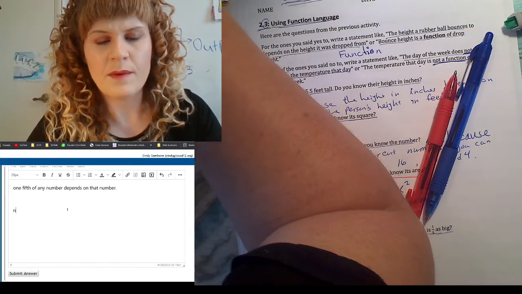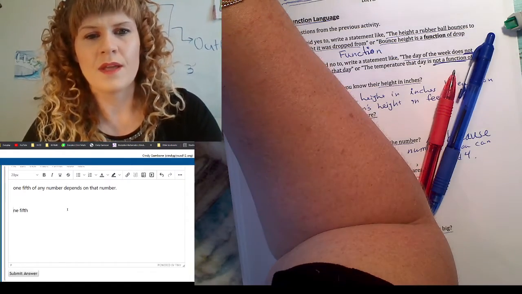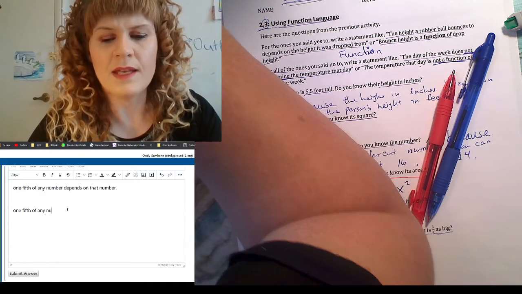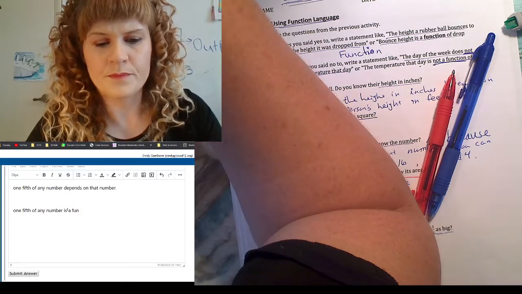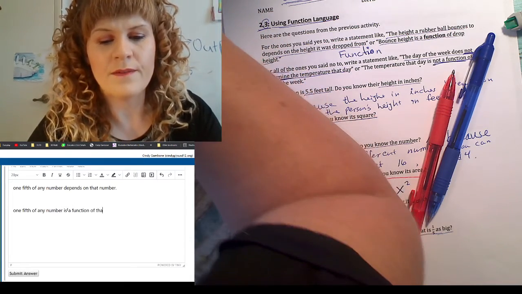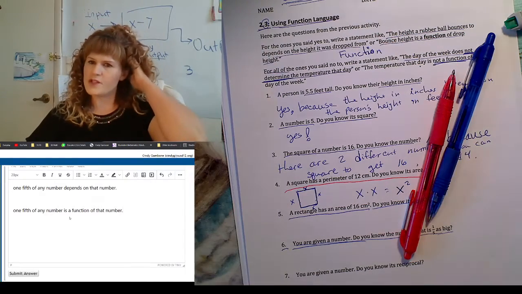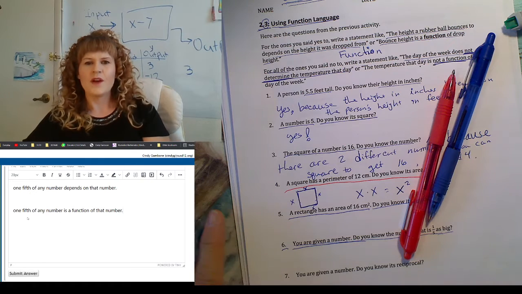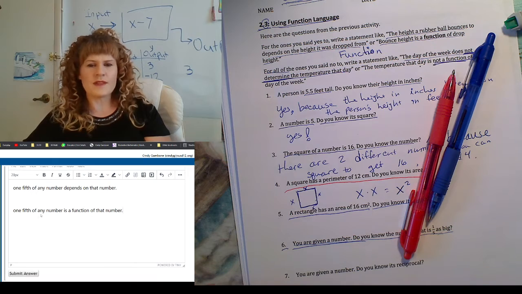I'm going to write this another way. 1/5 of any number is a function of that number. So I hope now you're getting used to hearing function of something. It means it's determined by that. 1/5 of any number is determined by that number. 1/5 of any number is a function of that number.